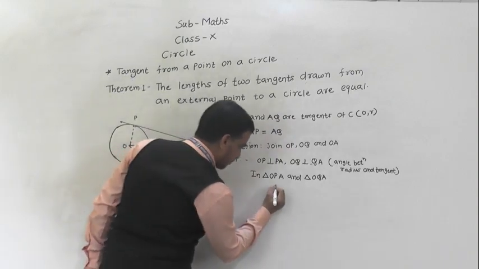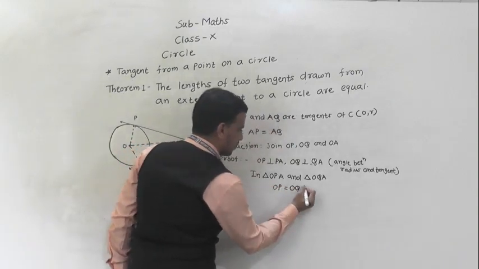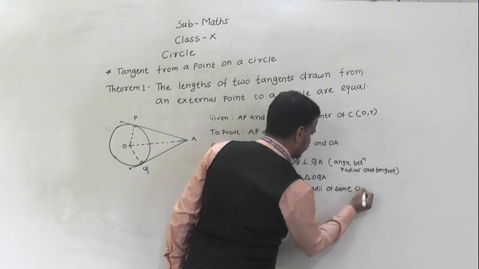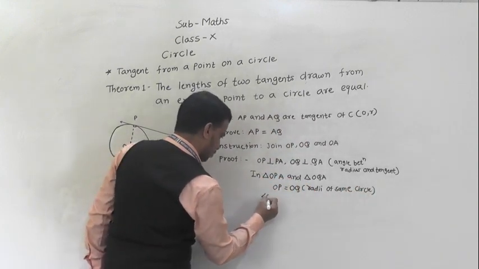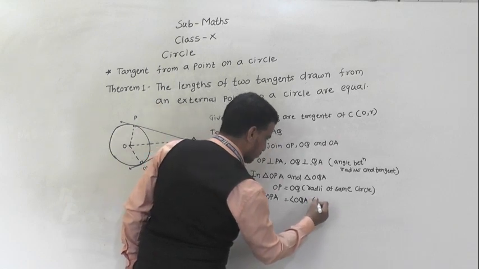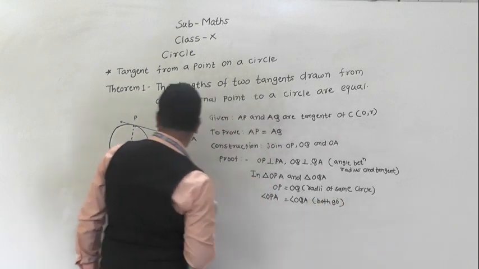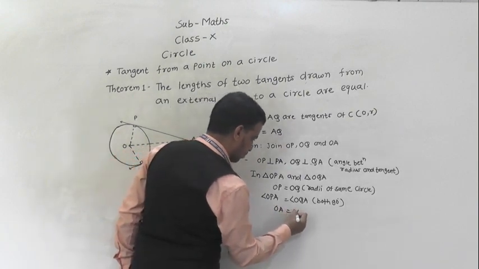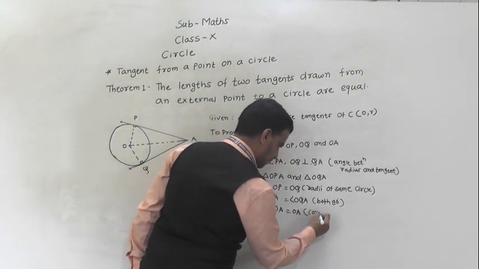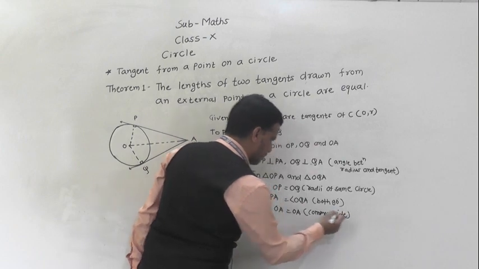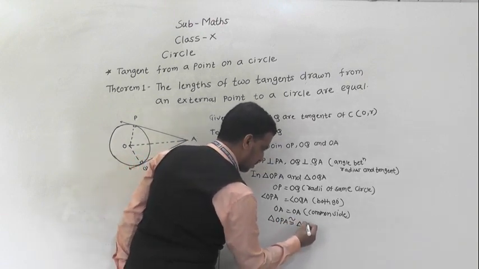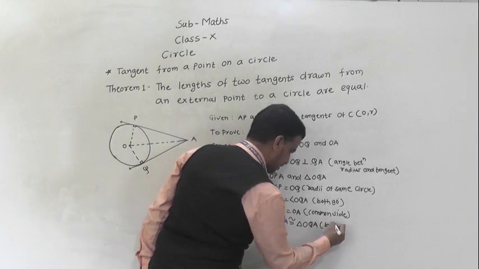First we write OP is equal to OQ, reason: radii of the same circle. Then angle OPA is equal to angle OQA, both 90 degrees, and OA is equal to OA. This OA is the hypotenuse of both triangles, so OA is the common side. So these two triangles are congruent by the RHS criterion.